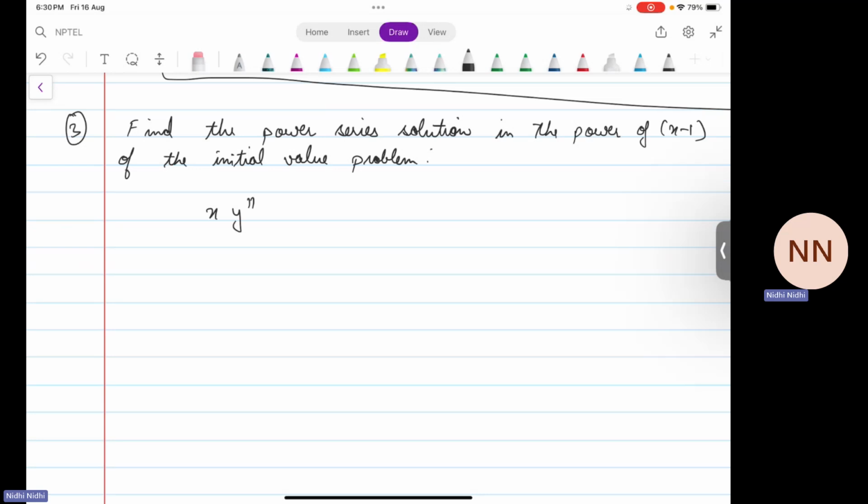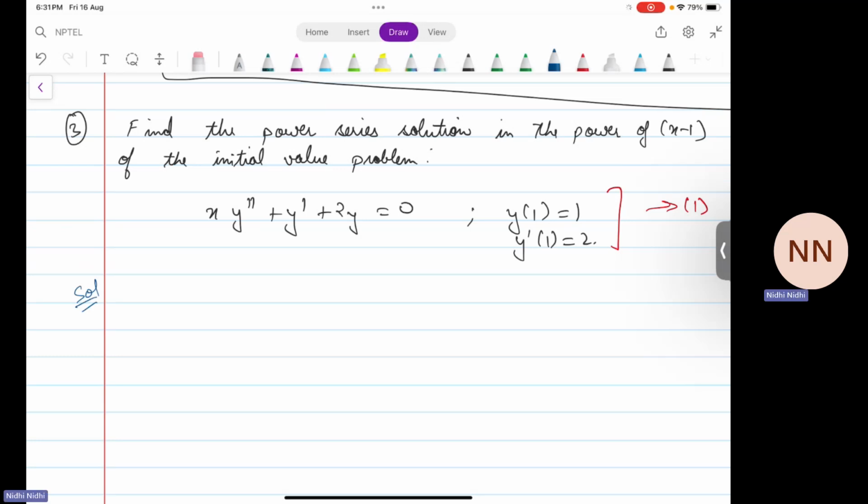x y double dash plus y dash plus 2y equals 0, with y at 1 is 1 and y dash at 1 is equal to 2. Let's number this system as 1. Solution.